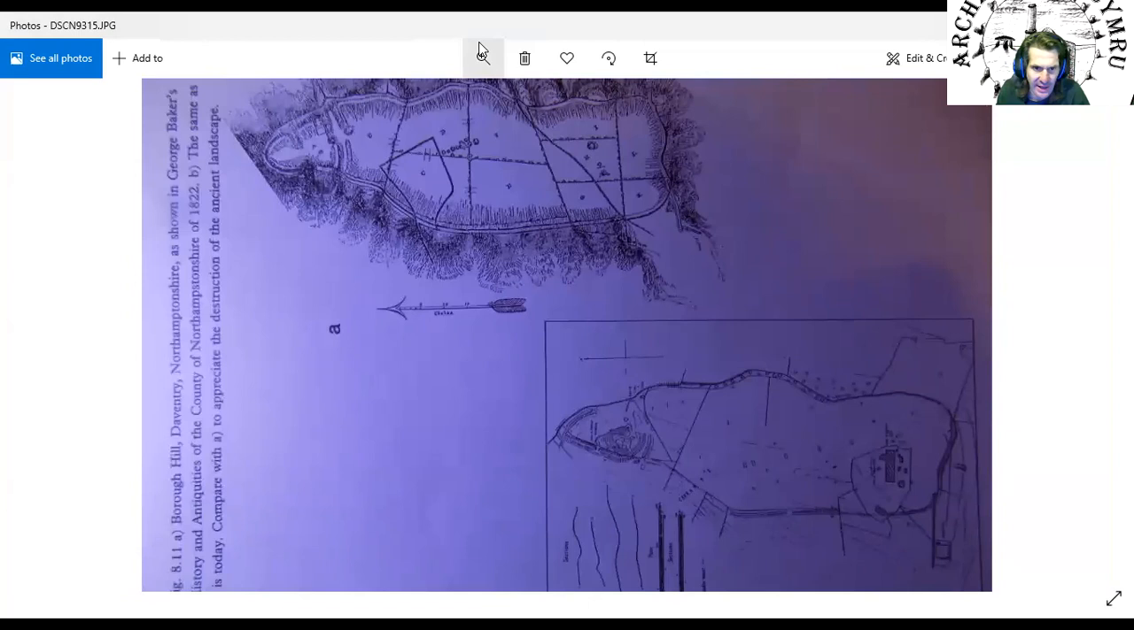What's changed in the landscape? Let's do a bit of a comparison. In basically 100 odd years, these Roman barrows have gone. They're not there. This is how important these antiquarian maps are. Detailed antiquarian maps are worth their weight in gold. They're gone. So within 100 years, they've disappeared.